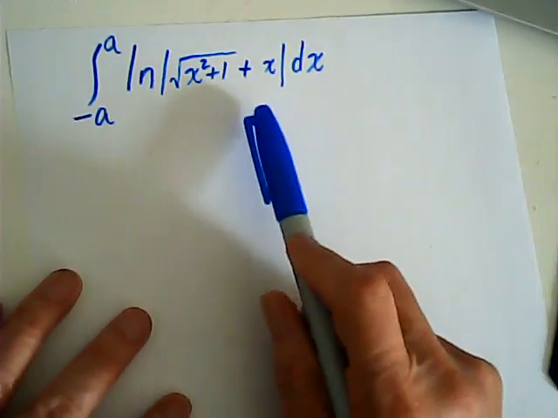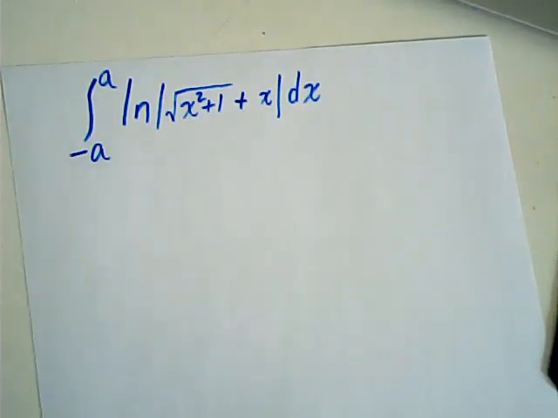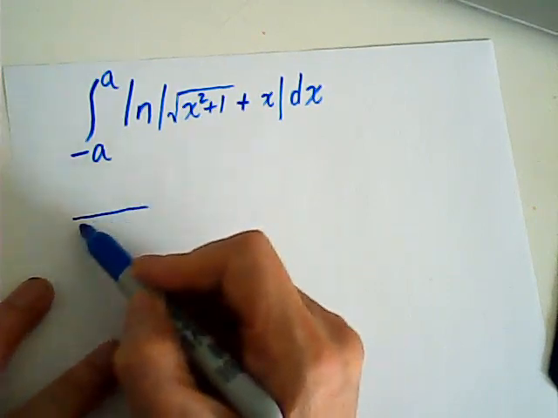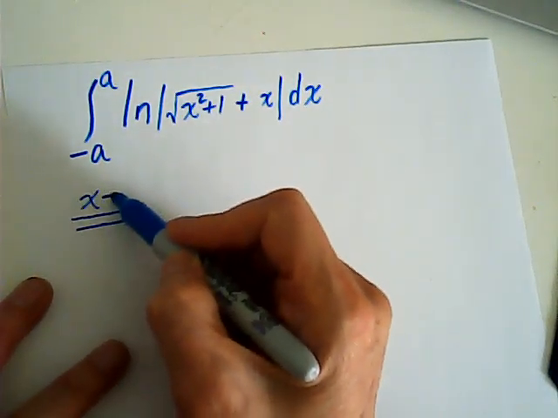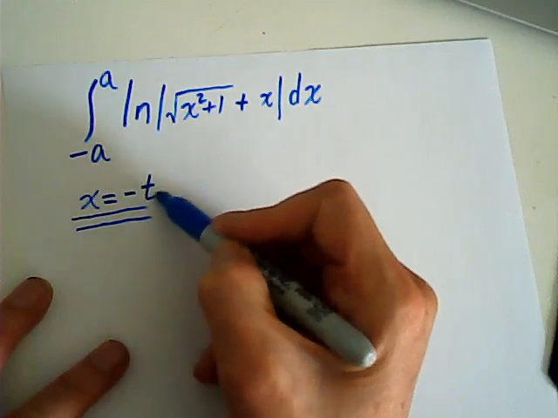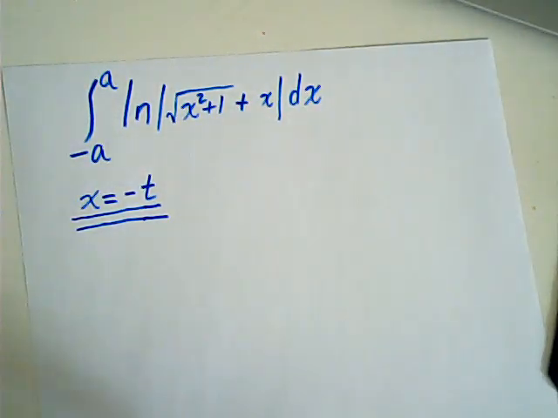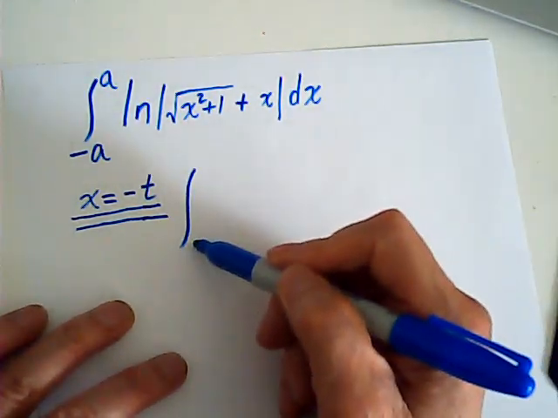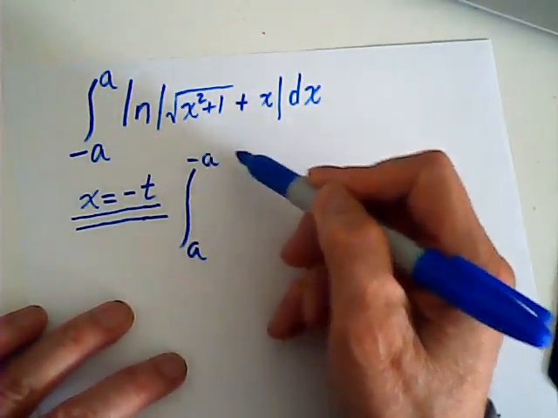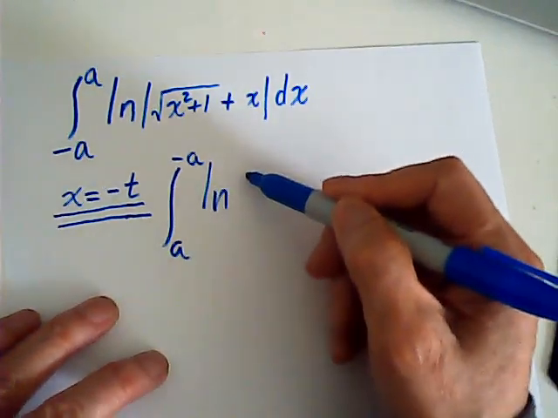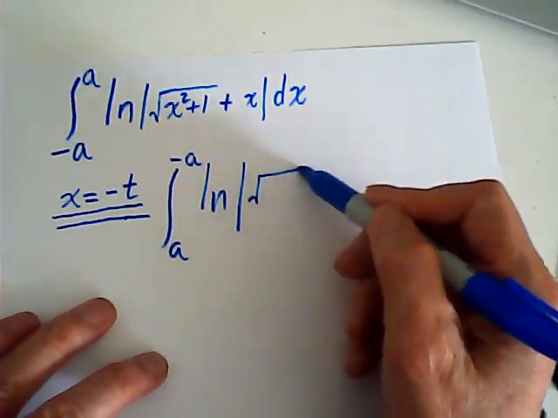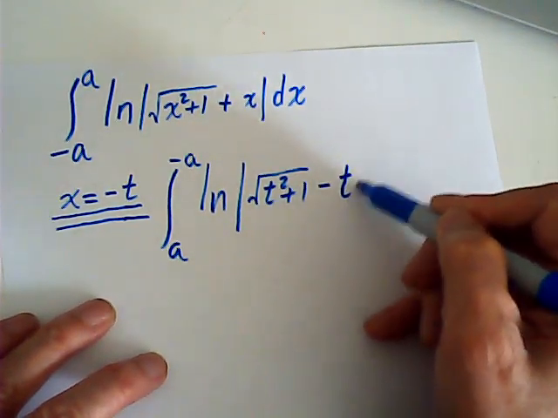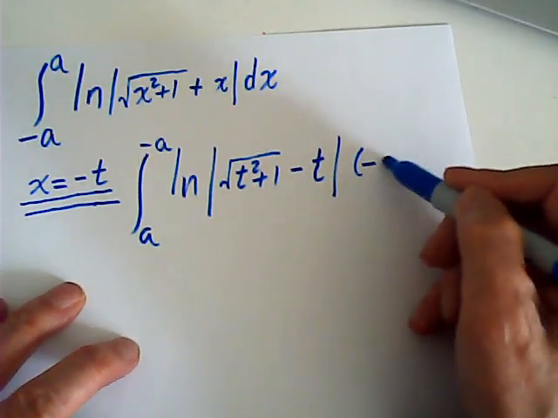Let me do this integral by three different methods. Method 1: I let x be negative t. Then my integral will be from positive a to negative a, right? Log absolute value of square root of t squared plus 1 minus t, and then negative dt, right?